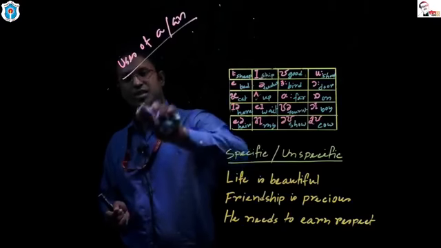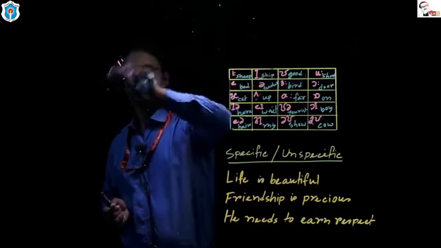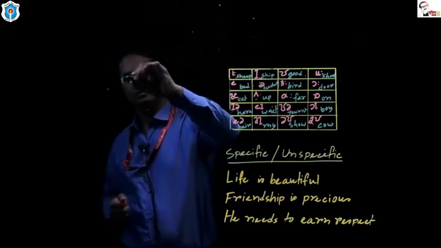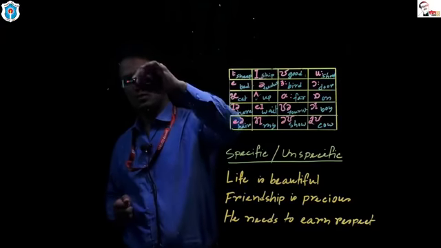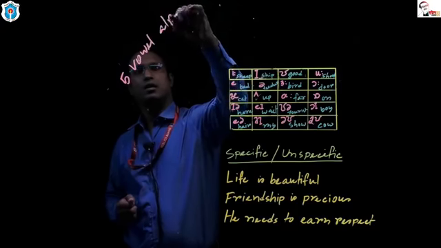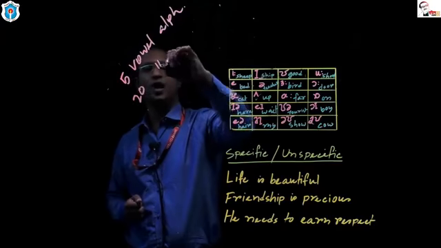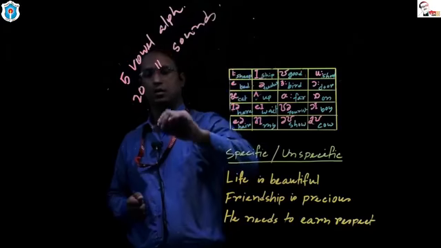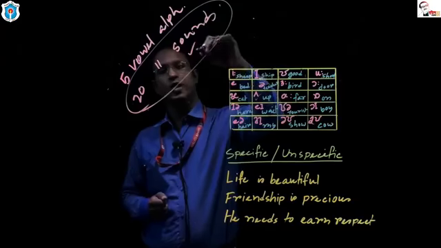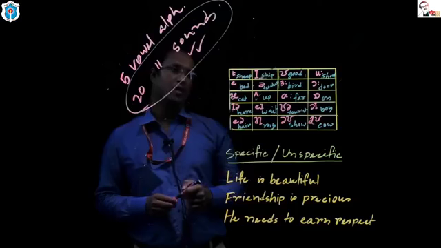In English, there are 5 vowel alphabets. How many vowel alphabets? 5. 5 vowel alphabets, but there are as many as 20 vowel sounds. So to solve article properly, we should know these 20 vowel sounds. Let's know what the 20 vowel sounds are.